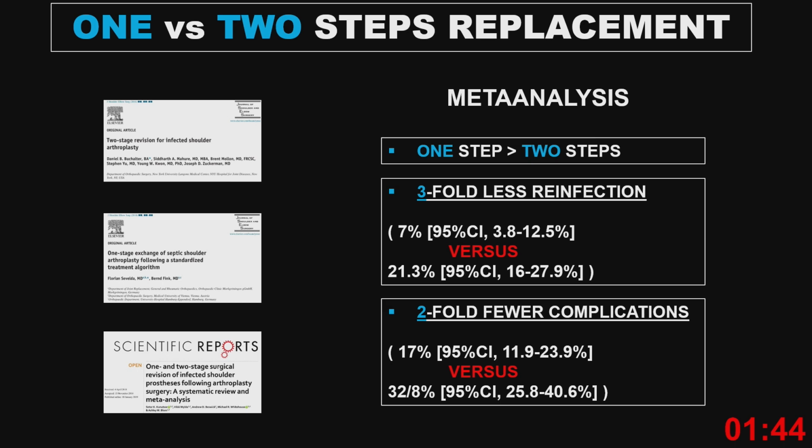2-step versus 1-step. If we look to the meta-analysis, the meta-analysis says that 1-step should be theoretically better than 2-step, 2-fold less reinfection, 3-fold less reinfection, 2-fold fewer complications.